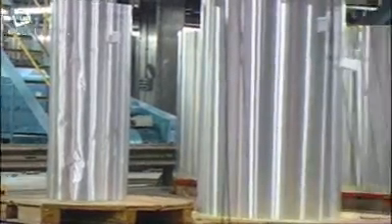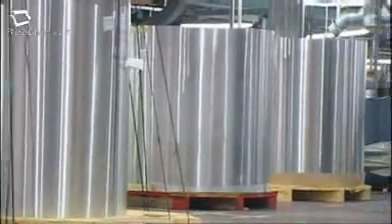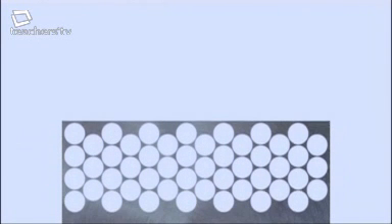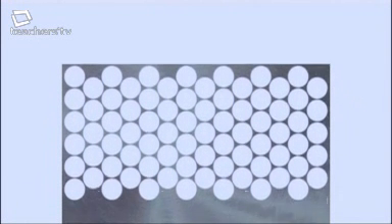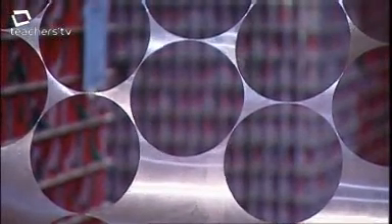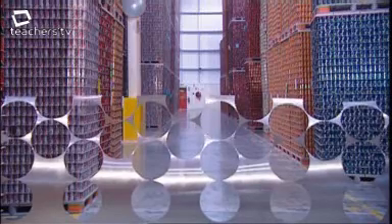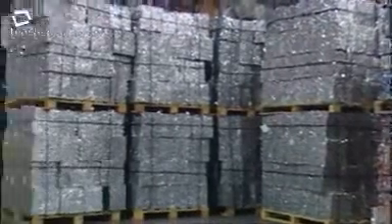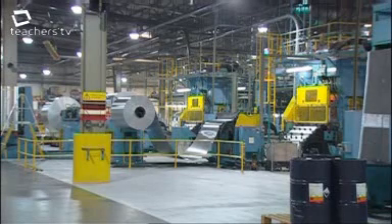Aluminium is expensive, so the factory needs to cut as many circles as possible from it. There are 7 cutters in a row, then another row offset to fit together as closely as possible. What's left is a web of waste aluminium. This is chopped up and crushed into bales ready for recycling. But if it wasn't recycled, how much aluminium would the factory waste?